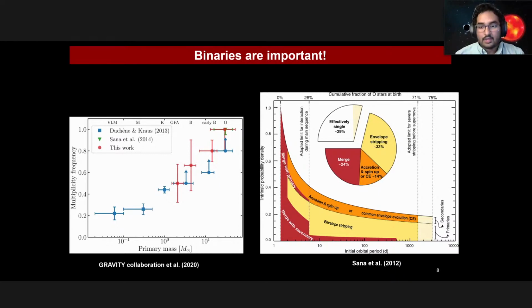So binarity is also very helpful when it comes to searching for and finding the compact remnants of massive stars. If the compact remnants are in bound binaries with a luminous companion, we can try to find these electromagnetically dark compact objects using their companion stars. So compact objects in binaries, that is the theme moving forward.